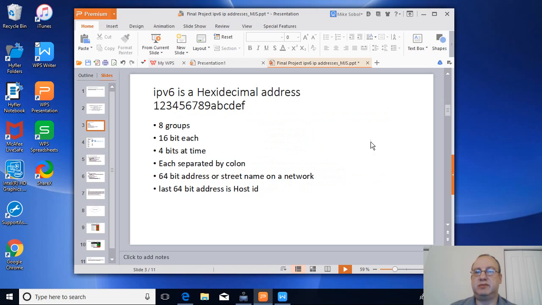IPv6 is a hexadecimal address system, 0 through 9 and A through F. In the IPv6 address, there are 8 groups separated by a colon, 16 bits each, 4 bits at a time. The first 64 bits are the street name, and the last 64 bits, or 4 groups, are the host ID.